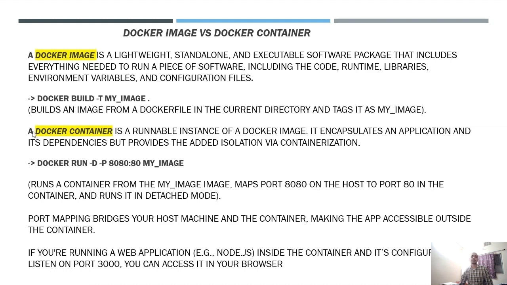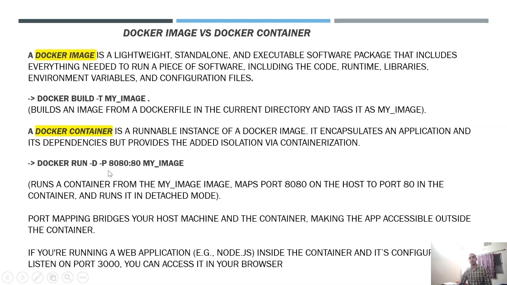The Docker container. A Docker container is a runnable instance of a Docker image. It encapsulates an application and its dependencies but provides added isolation via containerization. So how to create a Docker container? docker run -d for detached, -p for port, and after that the host port number mapped to the container port number. After that, the image name we have created using the build command.